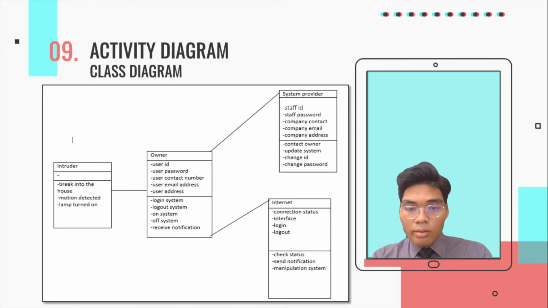So the internet, it must have a connection status, interface, log in and log out. So it can check status, send notification, and manipulate the system. So intruder. When the intruder break into the house, motion will be detected. So the buzzer will be turned on.